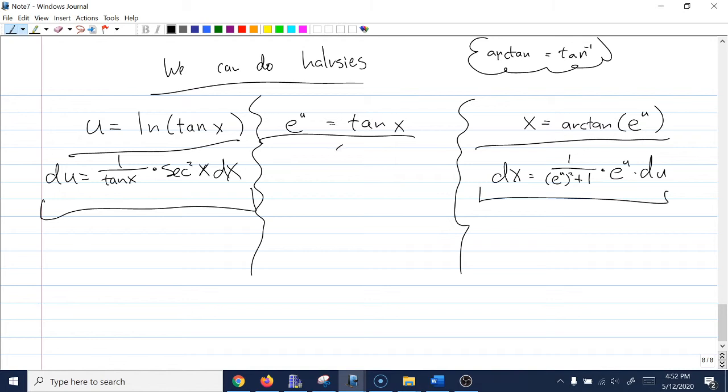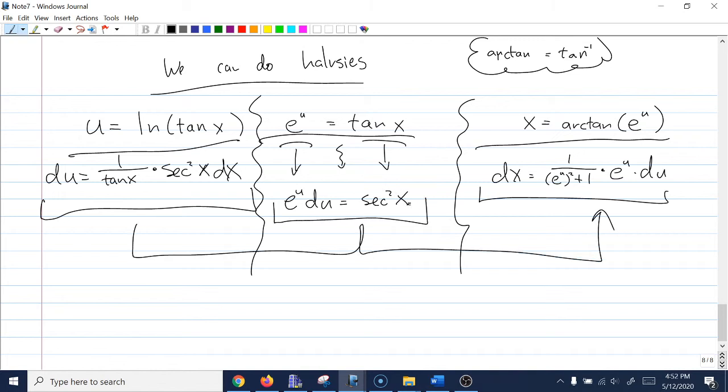In fact, we can also do this halvesy version of the rule, where I don't have what x is and I don't have what u is. As long as it's u stuff on one side and x stuff on the other side, I can take the derivative of this with respect to u and get e to the u du equals, take the derivative of this with respect to x, secant squared x dx. And this is another rule that is the same as all three of these rules. All of these are the same. The fact that these are the same is not at all obvious.